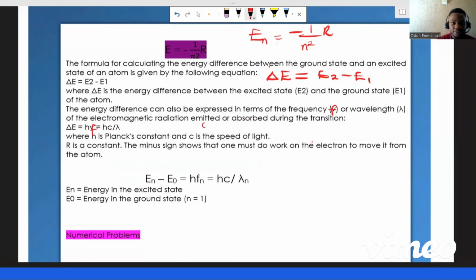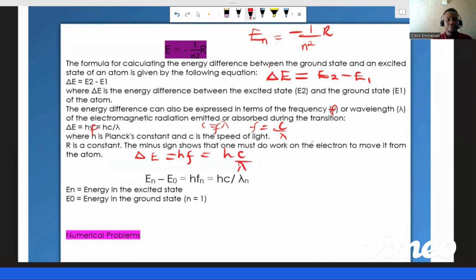The speed of light is the frequency of the wave times its wavelength, such that f becomes c over lambda. So making that substitution in the formula, changing E equals hf, we'll have that E equals h times c over lambda.